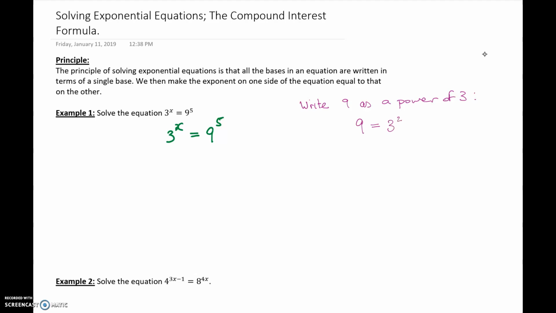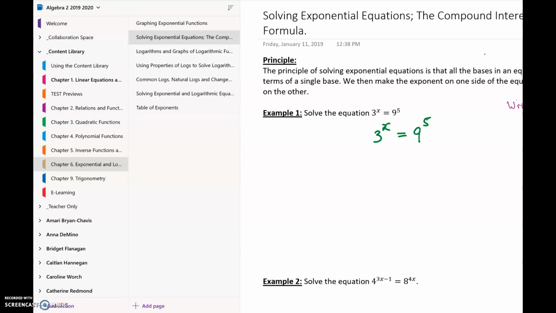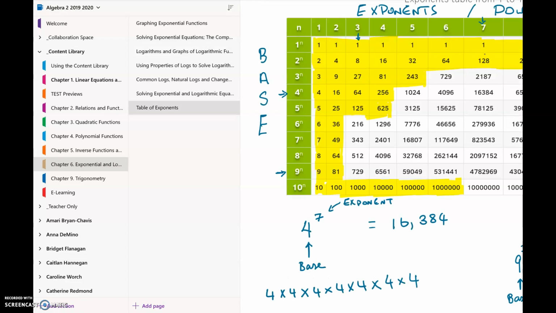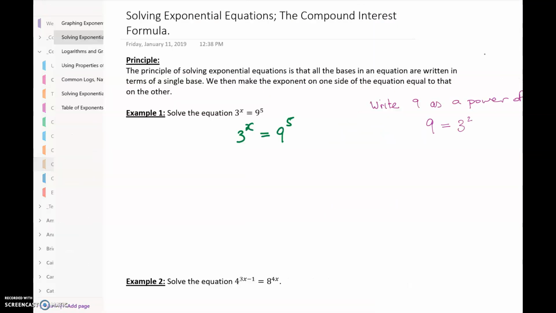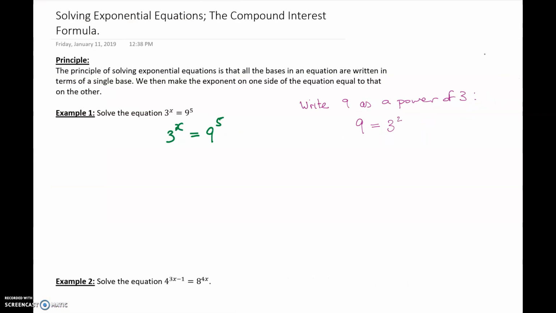When the numbers get bigger, you might need to use the table that we just looked at. So if we go back to the table of exponents, look up 3. You want to write 9 as a power of 3, so look in the 3 row. You want the base to be 3. Find 9, and the power is 2. So this tells you that 9 can be written as 3 squared. That's how we do it. Let's go back now. Hopefully numbers like 9 and 3, we know what that is anyway.